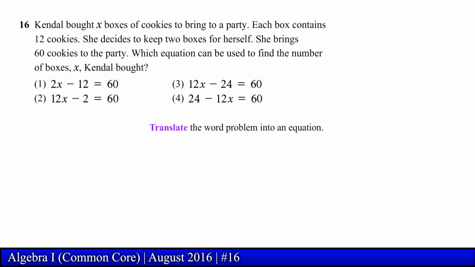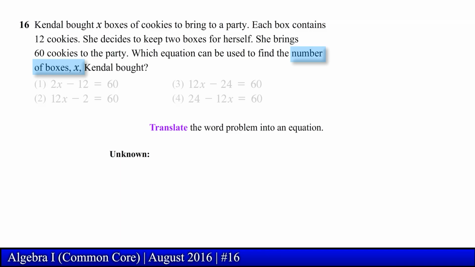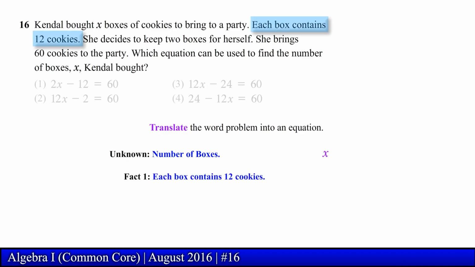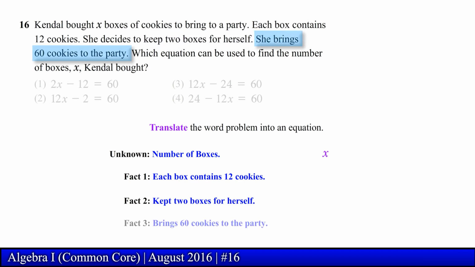Let's first determine what the unknowns are. According to the problem, we want to determine the number of boxes that Kendall bought. So this will be our unknown. So we will use the variable x to denote the number of boxes. Next, let's determine what the facts of the problem are. We know that each box contains 12 cookies each. We also know that Kendall kept 2 boxes for herself. The last fact is that Kendall ends up bringing 60 cookies to the party.